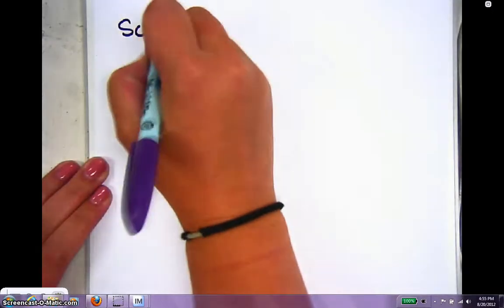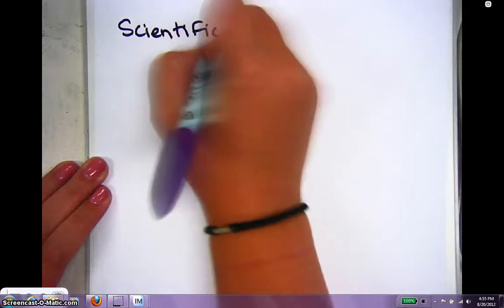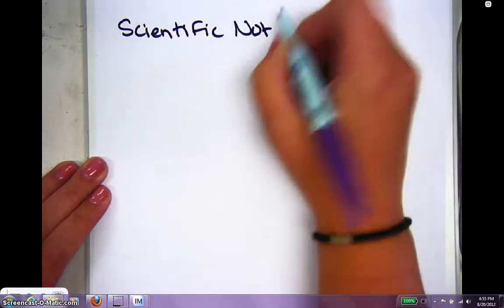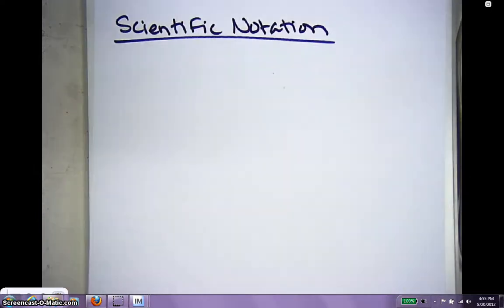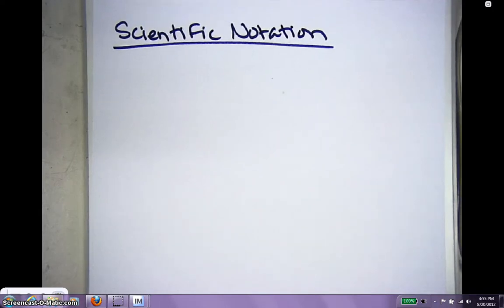This is going to be a very brief lecture on scientific notation. And I'm sure that you have used this before in other classes. Scientific notation essentially is a way to write either very large numbers or very small numbers without having to write all the zeros. Okay, so let me give you a few examples and kind of explain how to do this.